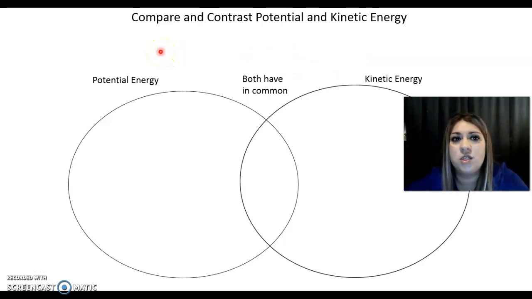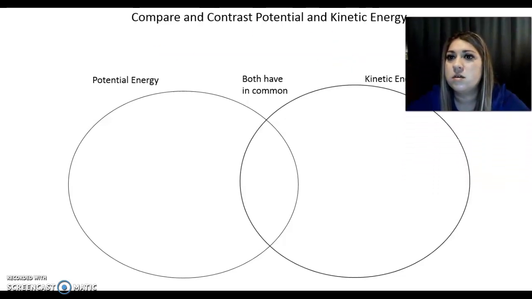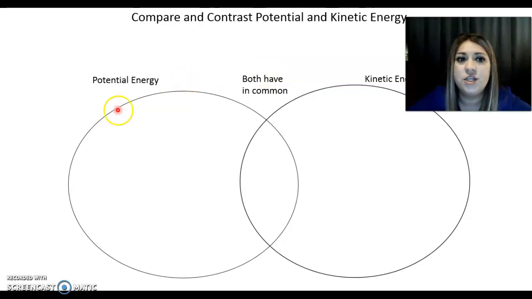Alright guys, so you should also hopefully have received a copy of your Venn diagram in your choice boards. What I'm going to leave you with is this Venn diagram. I want you to compare and contrast potential and kinetic energy. Just put a couple things in this left column, a couple things that you do know about potential energy. It doesn't have to be long or elaborate. Just maybe two things that you know about potential energy. And then on the right column, tell me a couple of things that you know about kinetic energy. And then in the middle, tell me one or two things that both of those energies have in common.